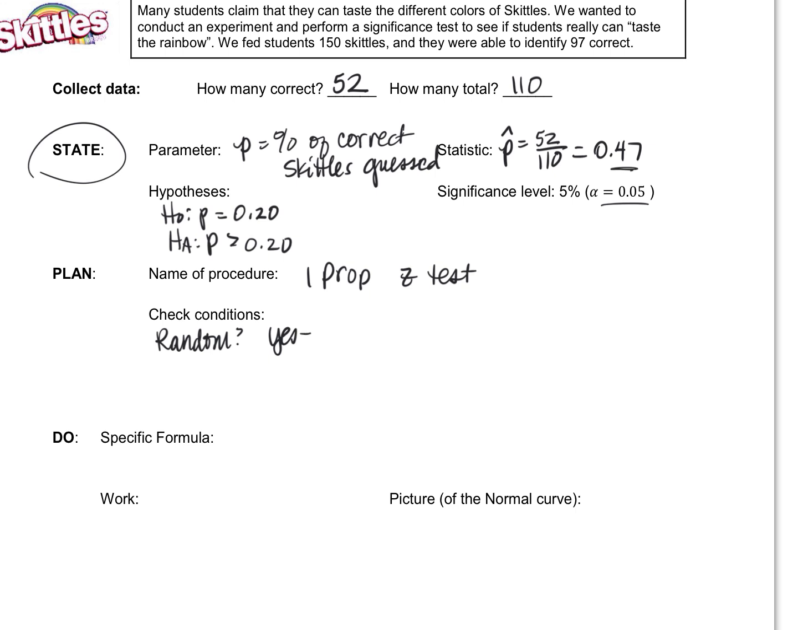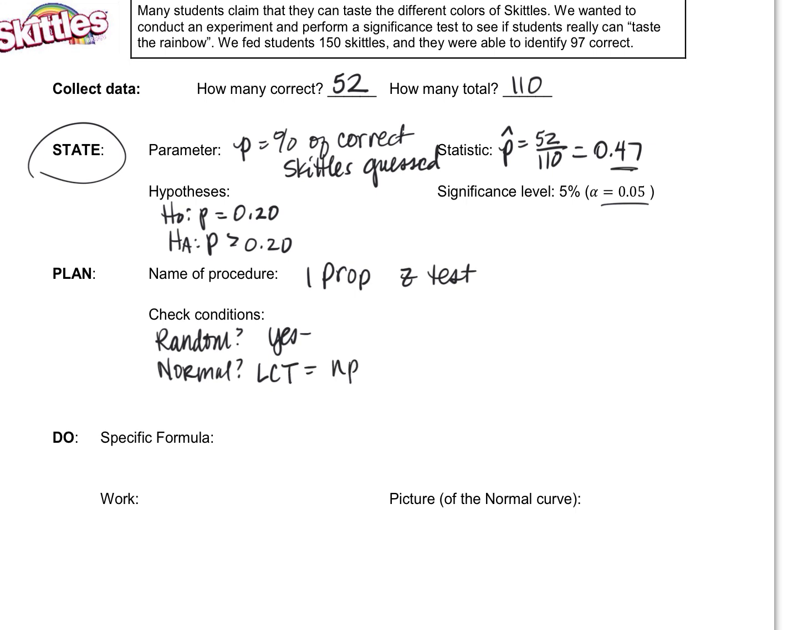Yes, we were all there. It was very random. And then how do I check if it's normal? Central limit theorem is not going to work in this case because it's proportion. Central limit theorem only works for averages. So large counts test is where we have to go. All right? So we have to use a large counts test.